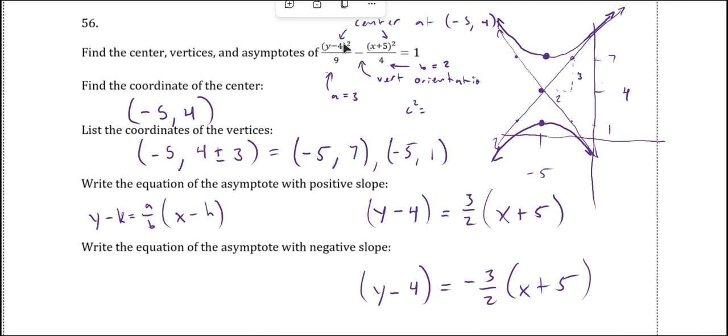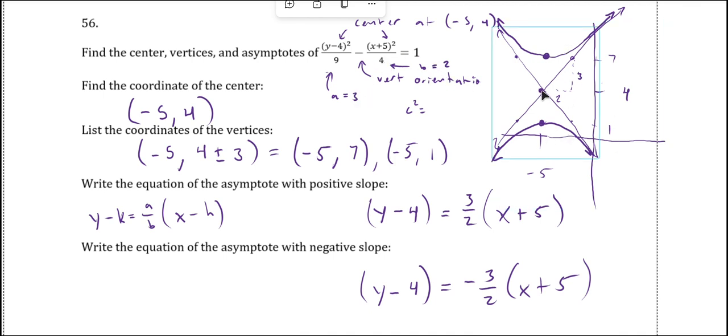This one, we can see it has a vertical orientation. The y term is positive. The x term is catching this negative sign here. And the center is going to be at minus 5, positive 4. And now, what are these two values down here telling me? They tell me a and b. They're going to be 3 and 2 respectively.